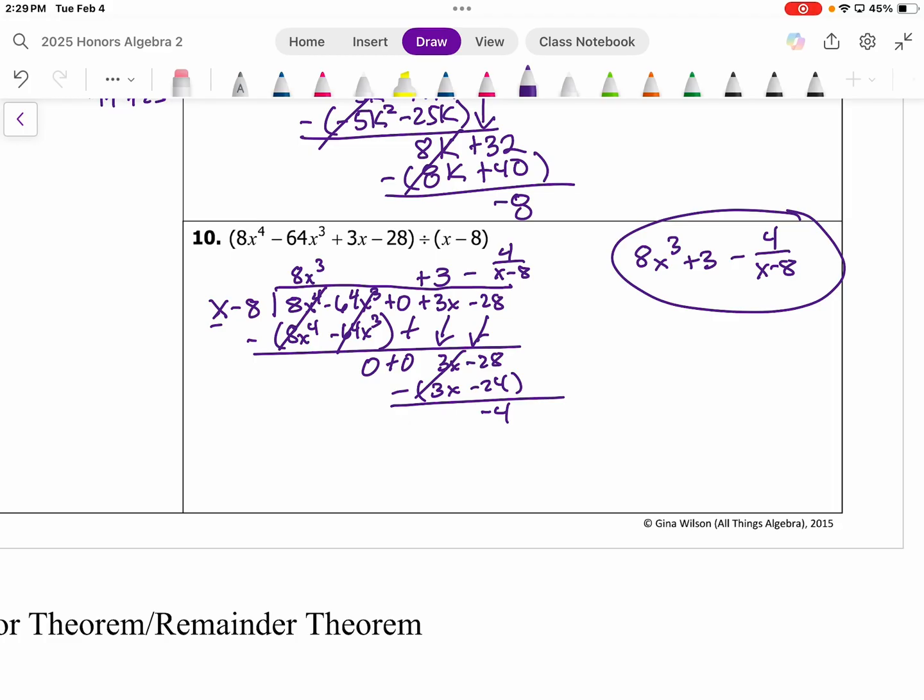Again, is x minus 8 a factor of that original polynomial? No, because we had a remainder. If we're left with a remainder, it's not a factor. So that tells me there's not an x-intercept at 8, at x equals 8. It's not crossing there, because we didn't get 0 for an answer.